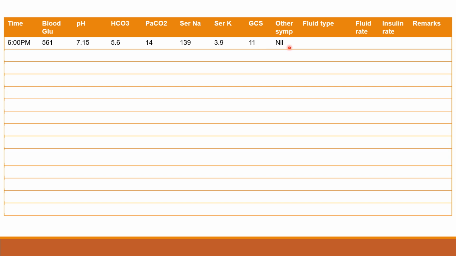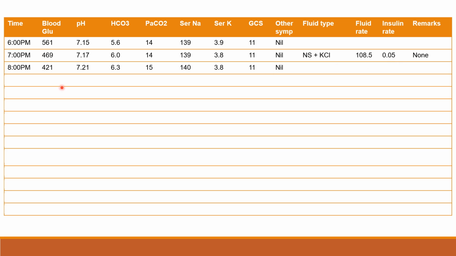And based upon our calculation in the previous slide, you have calculated that you have to start NS plus KCl at 108.5 ml per hour, and as expected before, in the first hour you will not give any insulin, and then in the second hour you will start the insulin at 0.05 unit per kg per hour, or 0.05 ml per kg per hour, because we have prepared the solution like that.